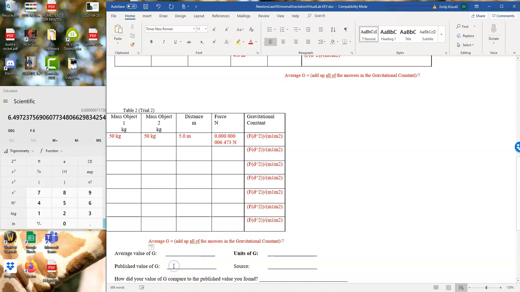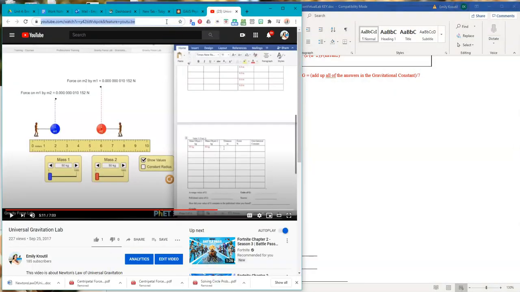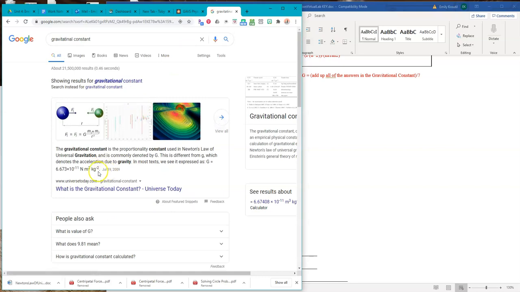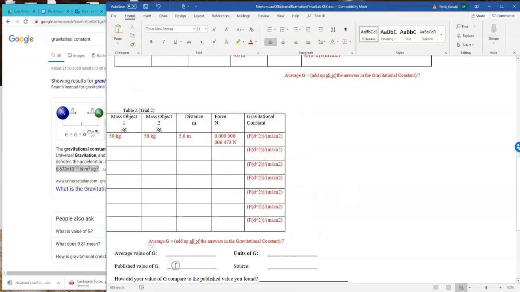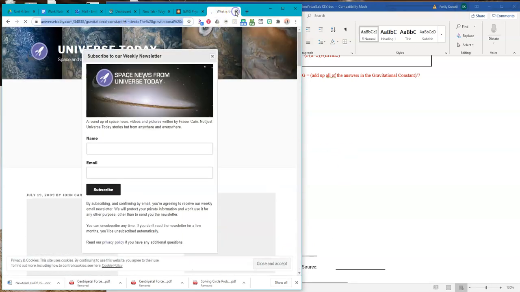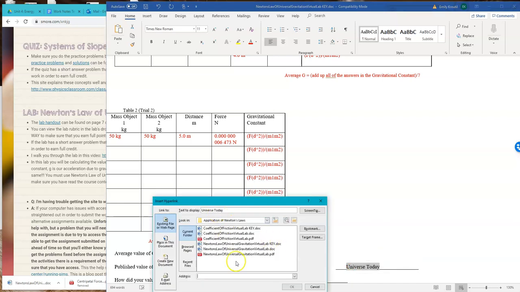Okay, and then when you want to get the published value of G, you can just go to the internet. This is where I was watching the video to remind myself of how to do this. I'll just Google gravitational constant. Okay. And so you can see it's 6.673 times 10 to the negative 11. So you can just put that there. And then it looks like this was our source, so we can call it Universe Today. And you can link it. You don't have to.